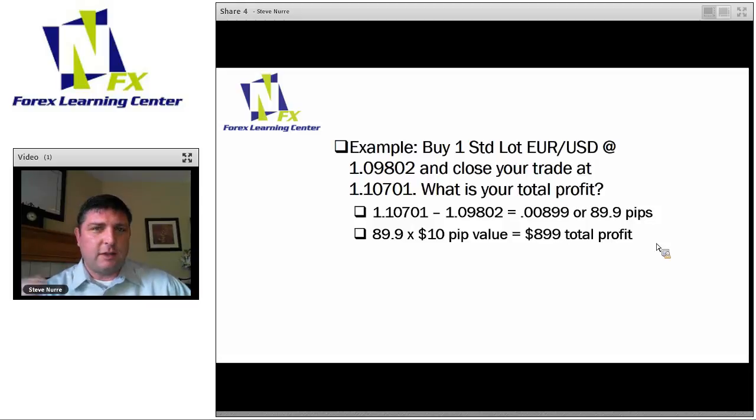So there's other things that can affect your P&L, either add to it or subtract from it. Costs, commissions, being charged on top of the spread if you're with a commission-based broker. So a lot of these things can affect P&L, but this is just the base profit and loss calculation.